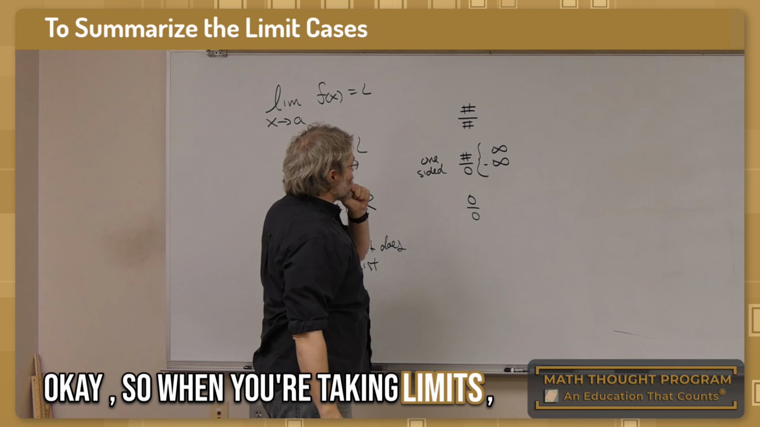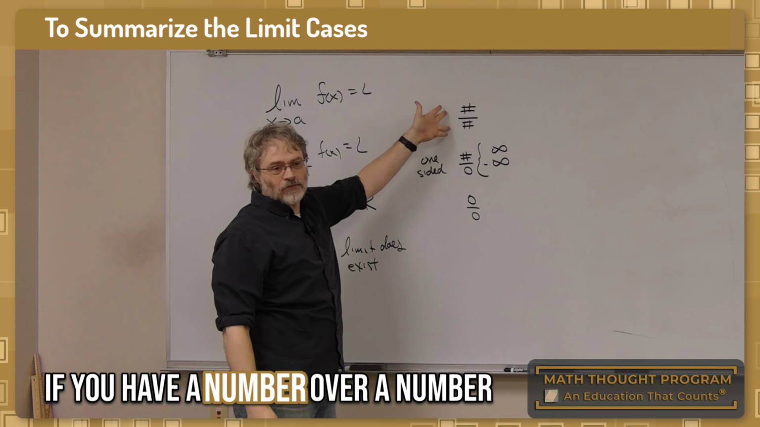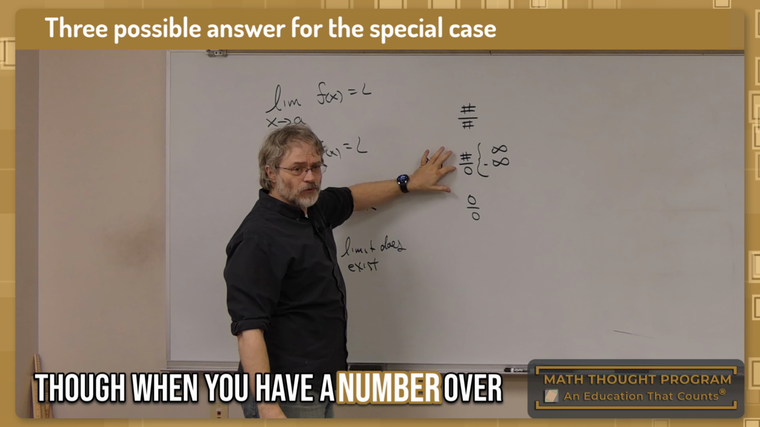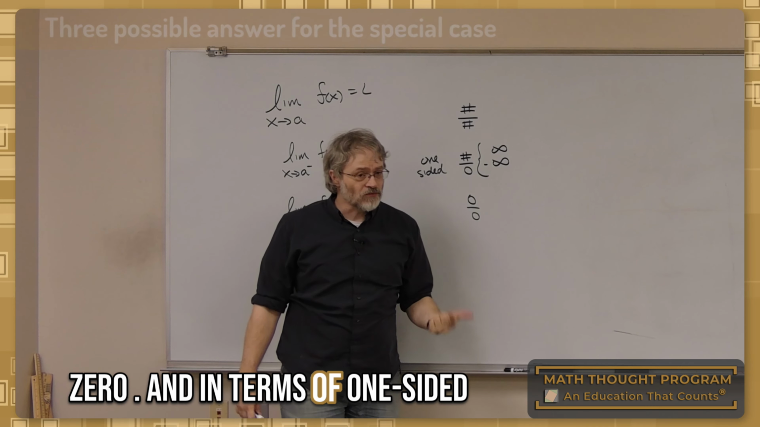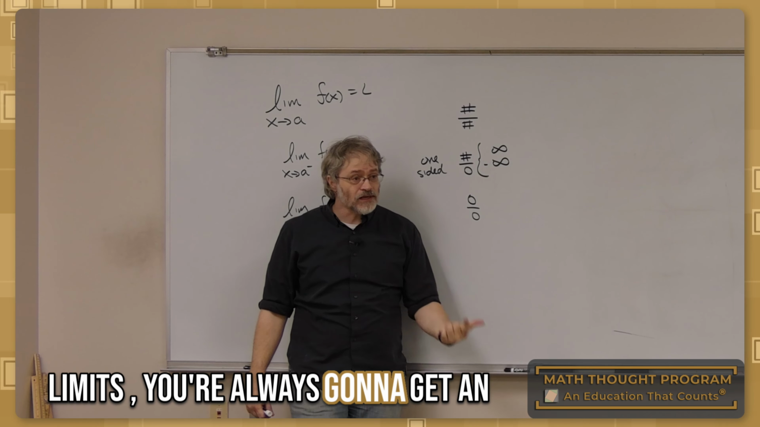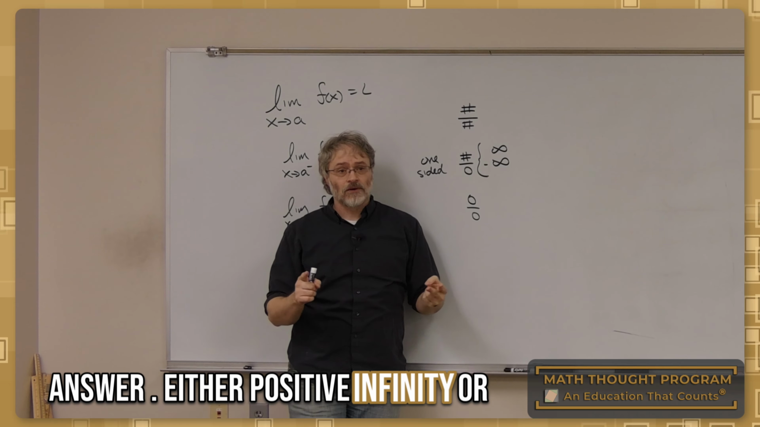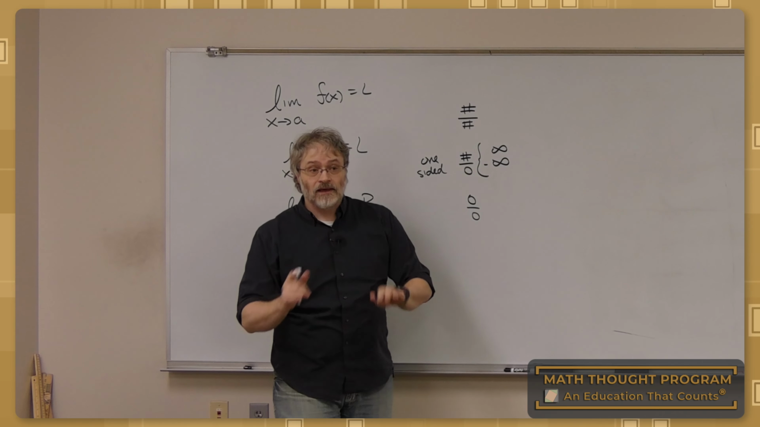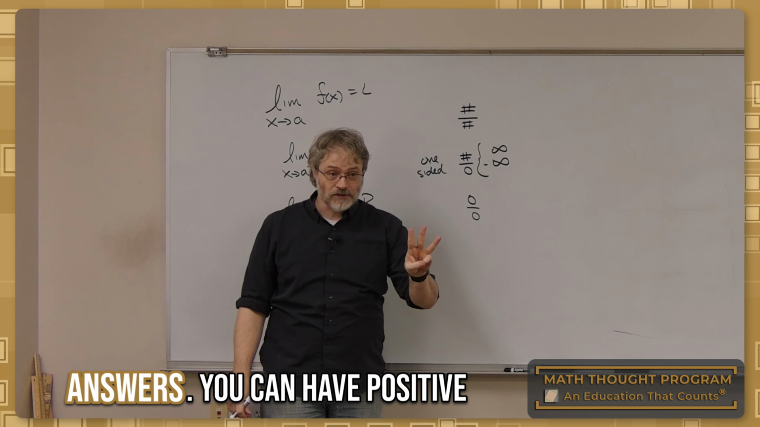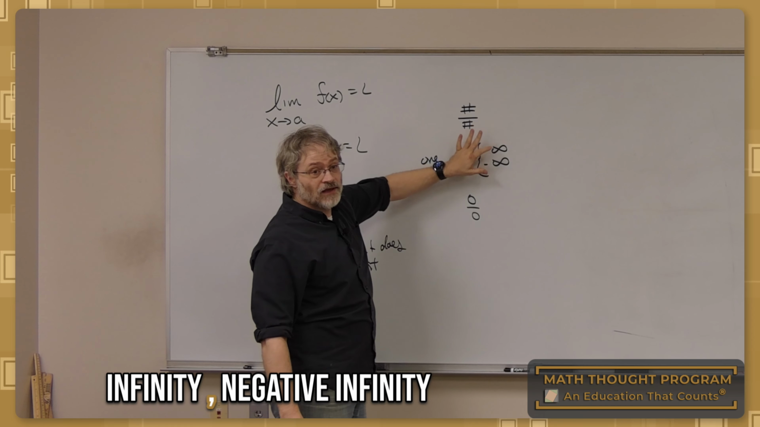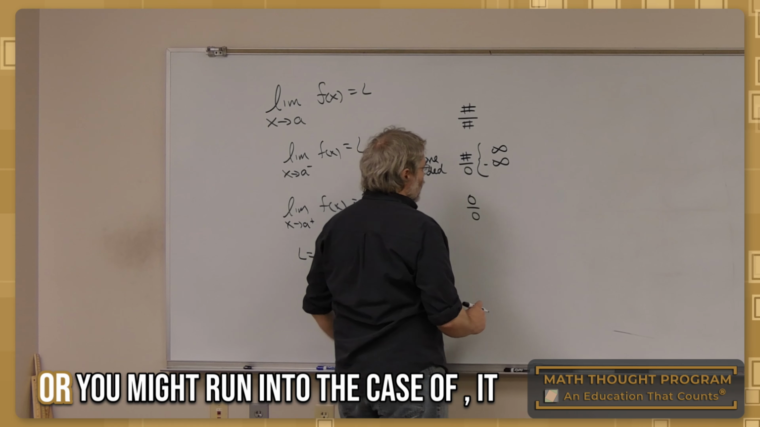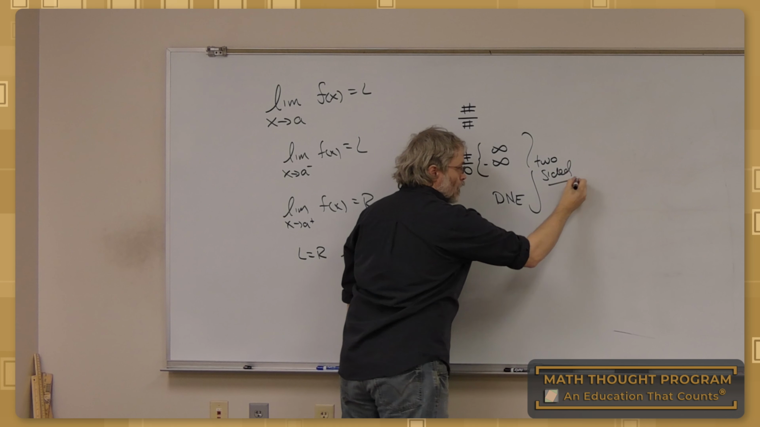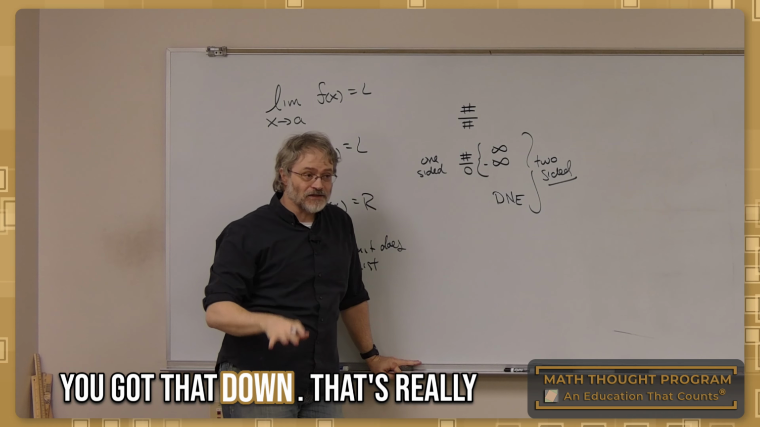Okay, so when you're taking limits, again, if you have a number over a number, there's not going to be much of an issue. There's going to be an issue, though, when you have a number over 0. And in terms of one-sided limits, you're always going to get an answer, either positive infinity or negative infinity. If you start talking about two-sided limits, it's possible you can have 3 answers. You can have positive infinity, negative infinity, or you might run into the case of it just does not exist. So make sure you got that down. That's really going to help out.